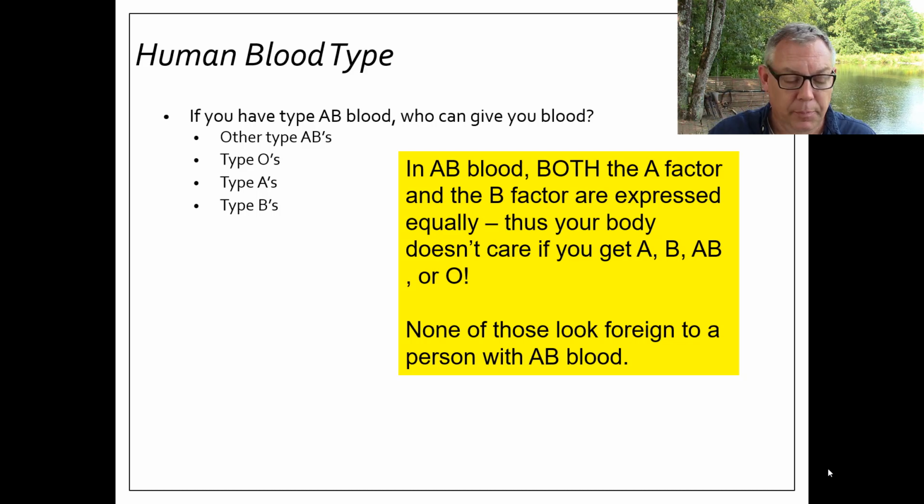Immune system doesn't care. If you have AB and you're given A, well, your body recognizes that A protein. It's not going to attack it. Same thing, if you give that AB person a type B blood, well, their body also makes the type B protein, so they don't attack it. And so both the A and the B factor are expressed. And so the AB blood type is known as the universal recipient. They can take blood from just about anybody. Again, ignoring the Rh factor.